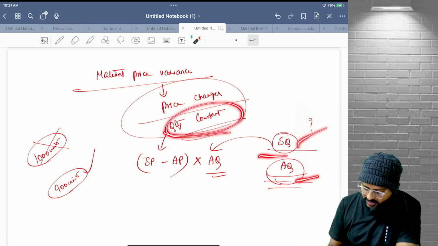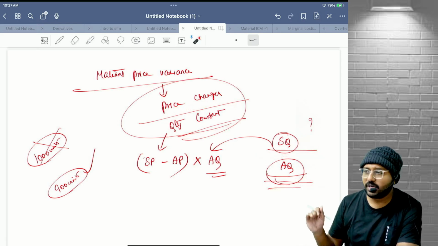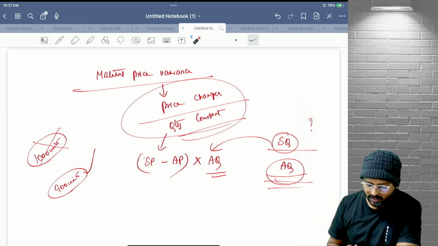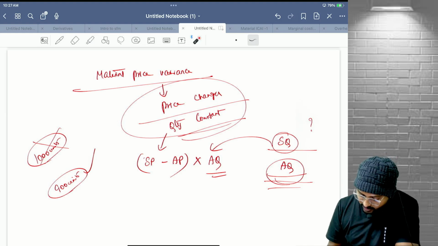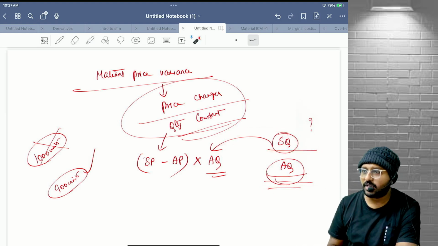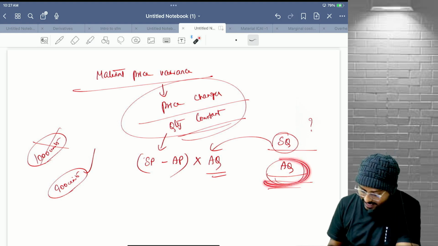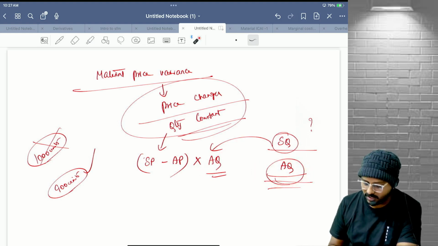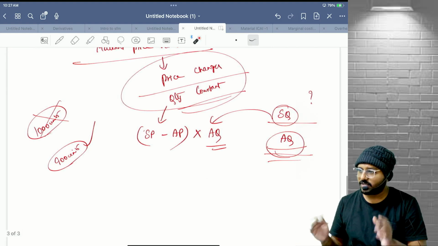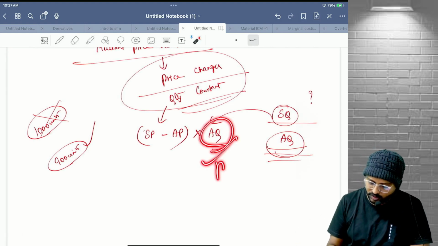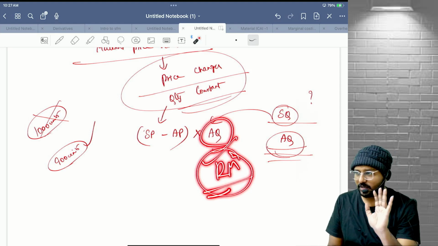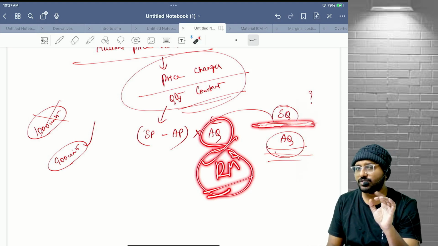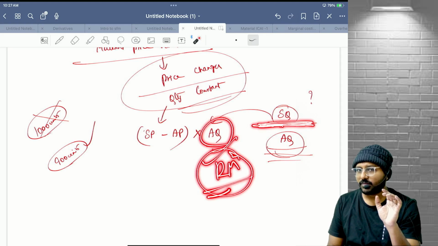We have got two quantities, SQ and AQ. RAQ will not come. Only in mix and yield variance will RAQ come. Right now we are talking about price and usage, therefore RAQ will not come. Now, which of these two quantities will remain constant? The answer I have given is AQ. Why is AQ constant? Because you have actually consumed so many units of raw materials, and that has actually happened. SQ is an imaginary figure. Are you able to understand?